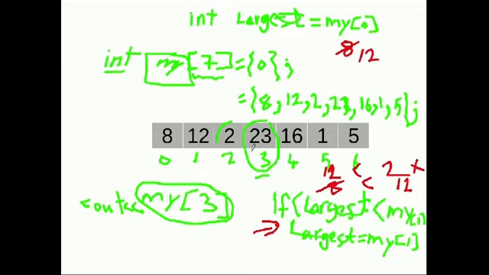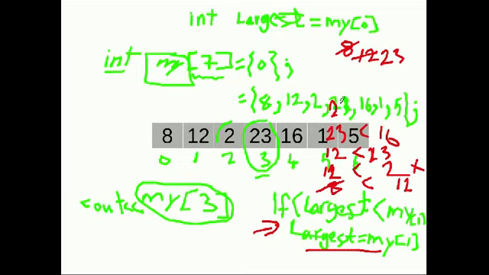I'm gonna check 23 now. Is 12 less than 23? Yes. So what do we do? Set largest to be 23. Now I'll check 16. I have my new largest, 23. Is it less than 16? No, we don't do anything. We increment and check the next element.